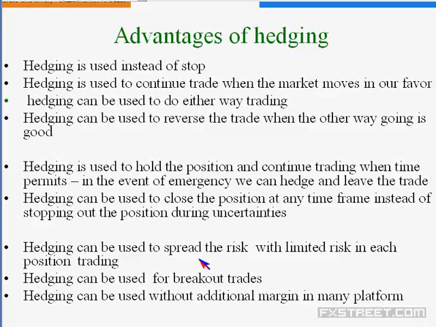Then hedging can be used to spread the risk with the limited risk in each position. There are so many people who try to do the averaging trading. That is, they try to do the averaging by taking every 50 pips drop or 30 pips drop, they try to add buy position. And once that rise happens, then immediately they try to close all the buy positions above their average or just book at the highest level. So many people have got the tendency averaging will work.